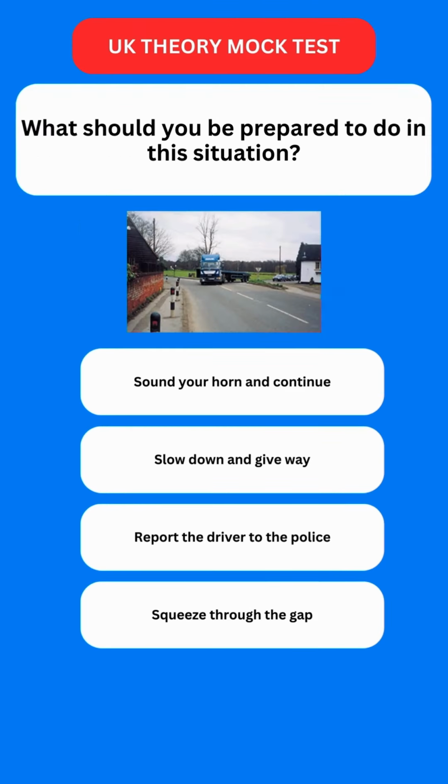Next question is, what should you be prepared to do in this situation? Options are, sound your horn and continue, slow down and give way, report the driver to the police, or squeeze through the gap. So the correct option is the second one, you should be prepared to slow down and give way.